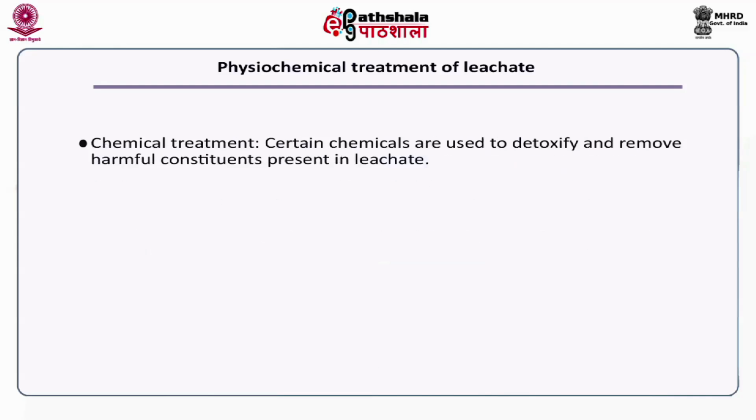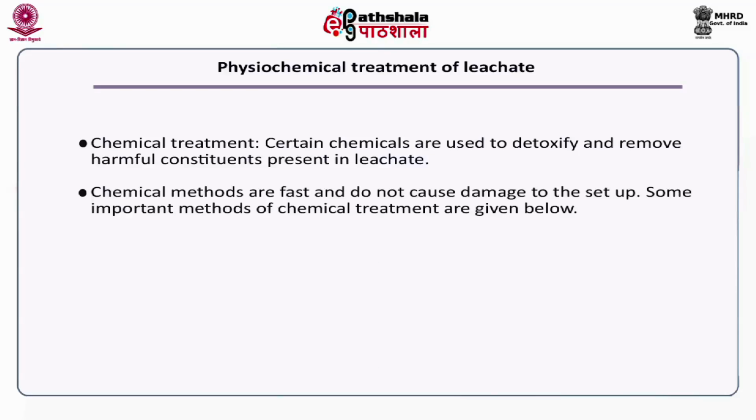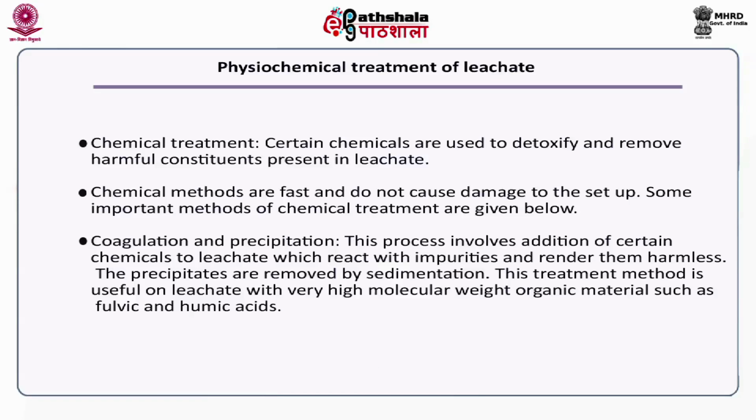The next type of physicochemical treatment is chemical treatment. Here certain chemicals will be used to detoxify or remove harmful constituents that are present in the leachate. Now, the chemical methods will be very fast and they do not cause any damage to the setup. Some of the chemical methods include coagulation, precipitation, chemical oxidation and ammonia stripping.